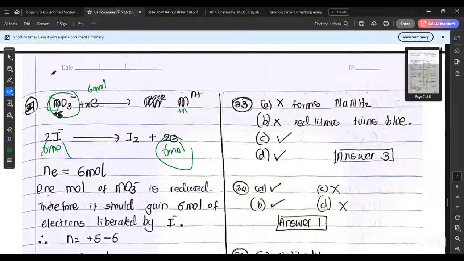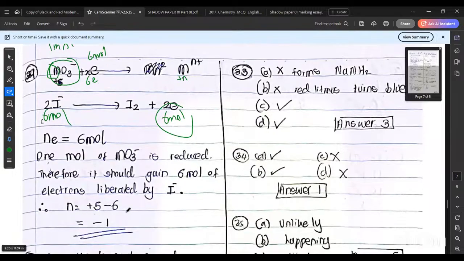So if 1 mole of MnO3 minus is reduced, then the number of moles of electrons is 6 moles. What does that mean? The stoichiometry is 1 is to 6. If you know that, you can work out n equals plus 5 minus 6, that is minus 1. When you gain 6 electrons from plus 5, you will obviously go to minus 1.